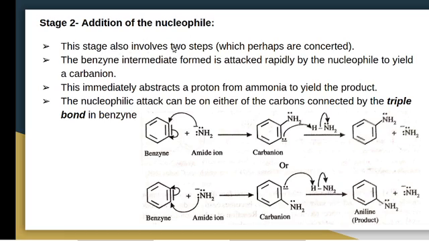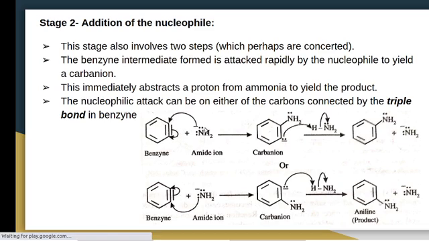This stage also involves 2 steps which perhaps are concerted. Concerted means they may occur simultaneously. So the first step is the benzyne intermediate formed is attacked rapidly by the nucleophile to yield a carbanion. So the first step is the attack of the nucleophile on the benzyne intermediate. Here is the benzyne intermediate.